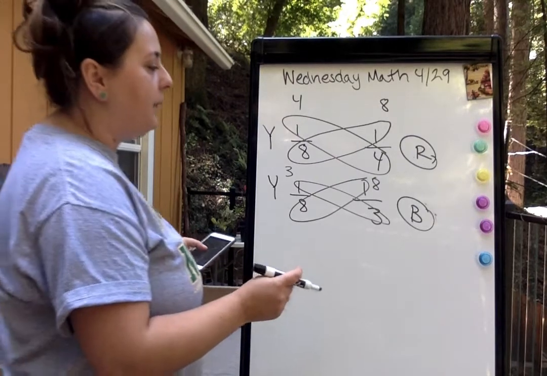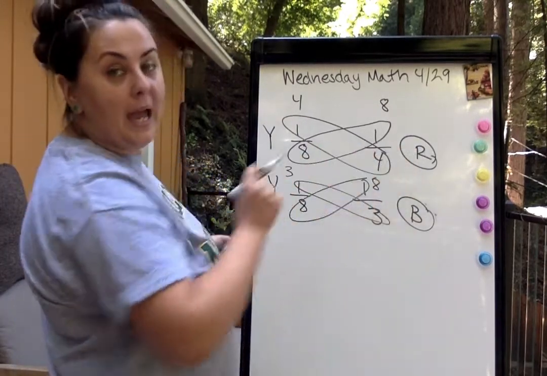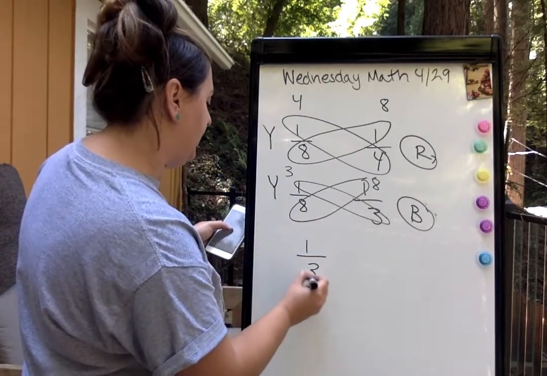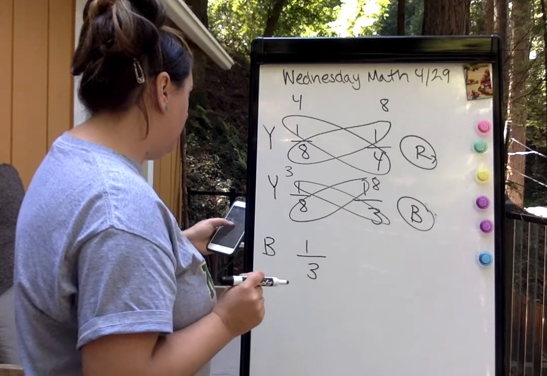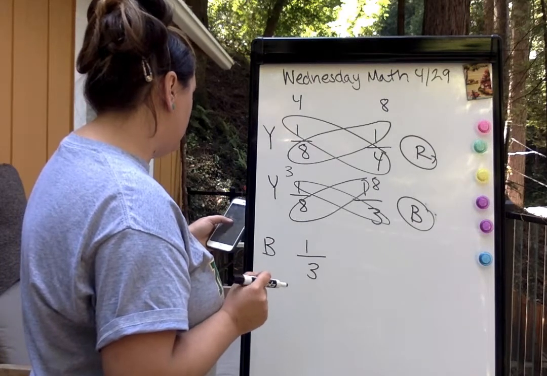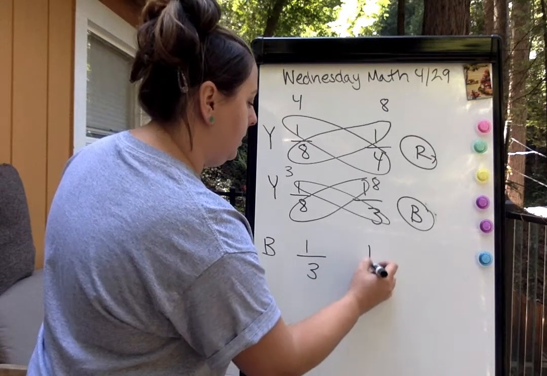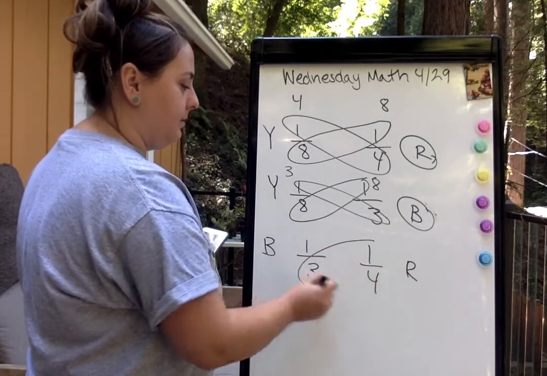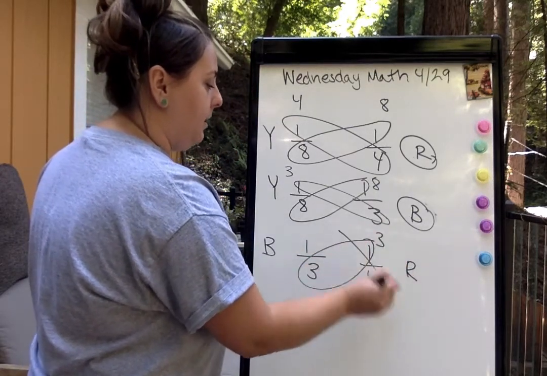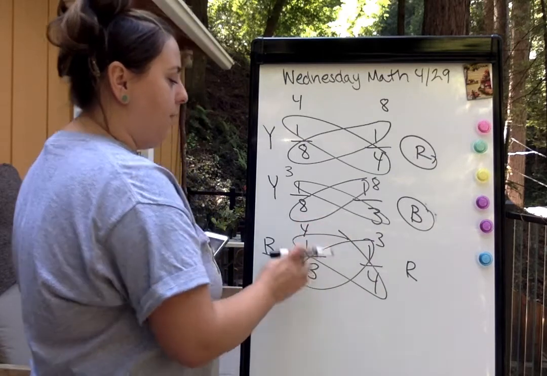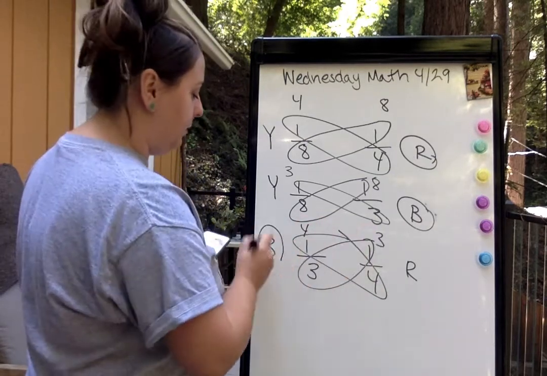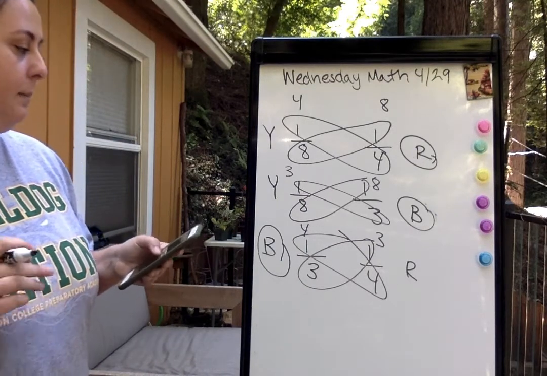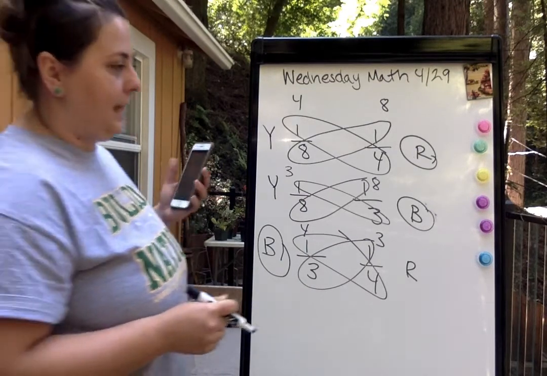Okay? Now we want to compare blue with red and figure out which one's larger. So 1/3 is blue and 1/4 is red. Compare these. 3 times 1 is 3. 4 times 1 is 4. 4 is bigger than 3, so your answer is blue. Jordy has the most blue M&Ms.